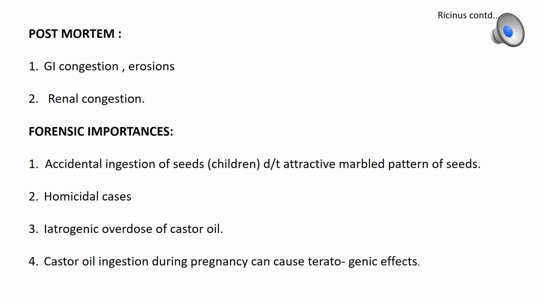So post-mortem, what do you find in ricinus poisoning death? In the GI tract there's congestion and erosion, and there's renal congestion. Okay, the forensic importance, that is, the medico-legal importance: usually it's an accidental ingestion. Children usually find it very attractive and end up swallowing it.